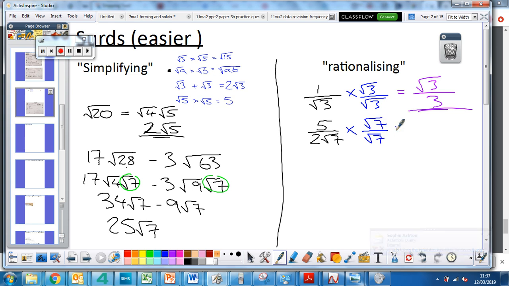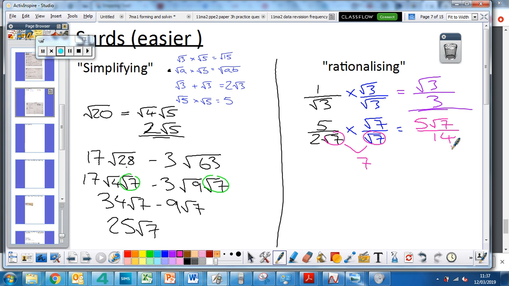If you do that, on the top we have 5 times root 7, so 5 root 7. On the bottom, the root 7 times root 7 gives you a 7. 2 lots of 7 gives you 14 as a denominator. So those are the simplest of rationalising questions.